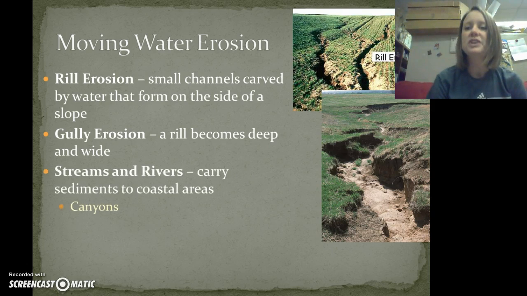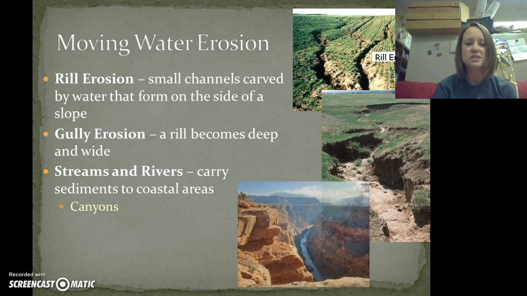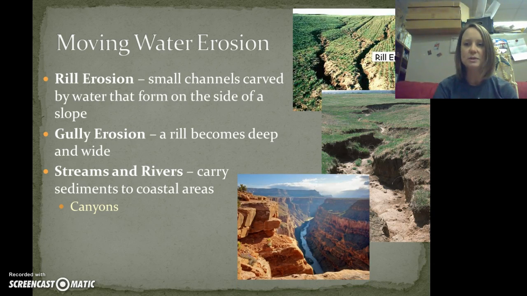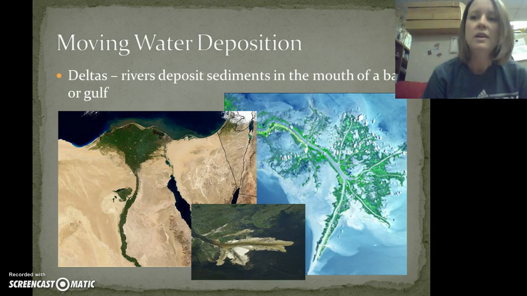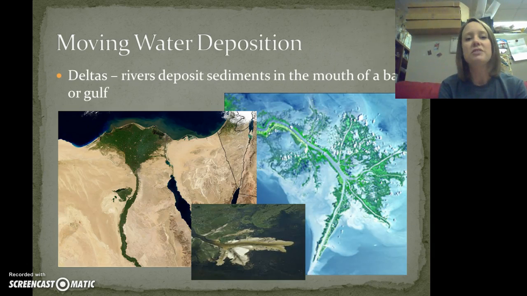And then when we look at sediments removed by streams and rivers, we can get features as large as canyons. And you can see in this picture here of the Grand Canyon, all of that was formed when sediments were picked up and carried to a new location. Now those sediments are going to be dropped off in a new location.